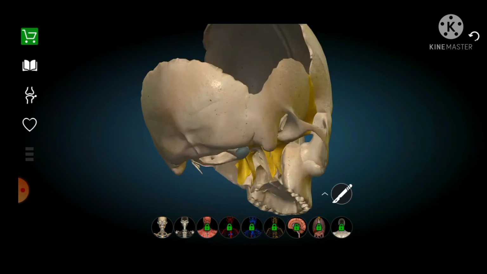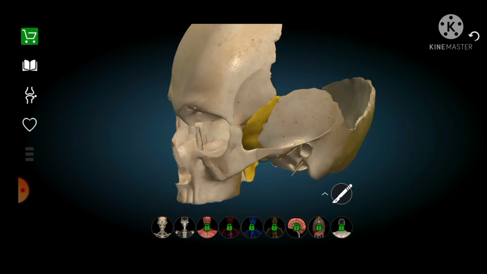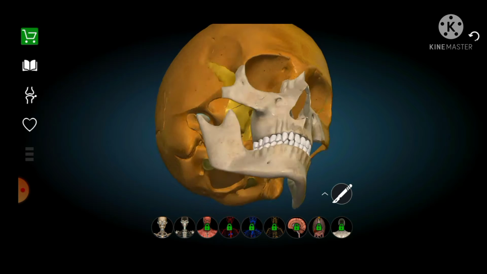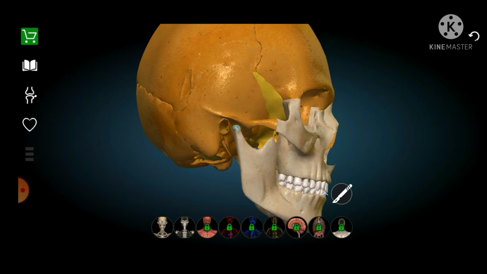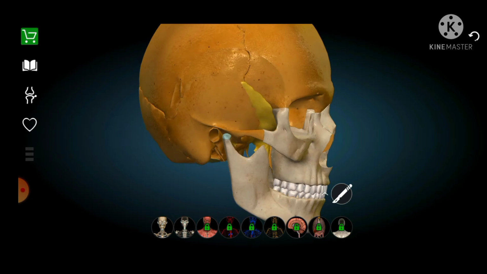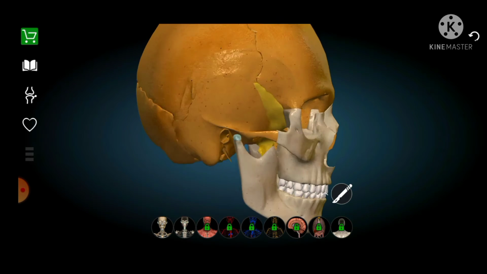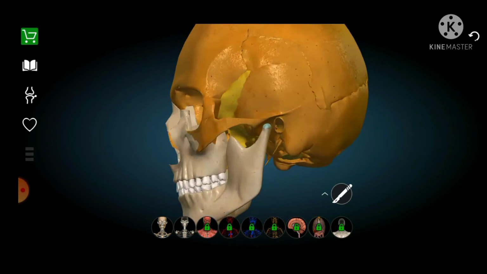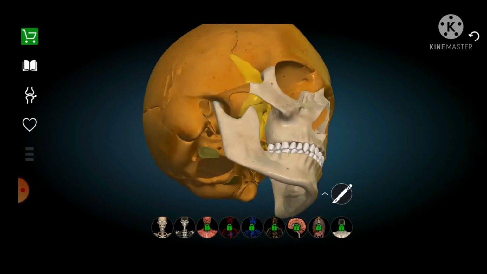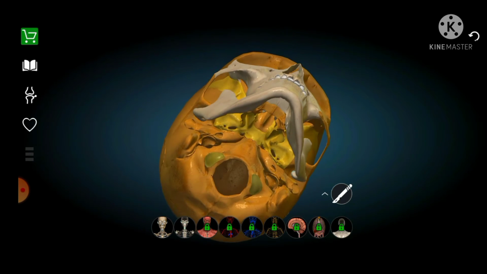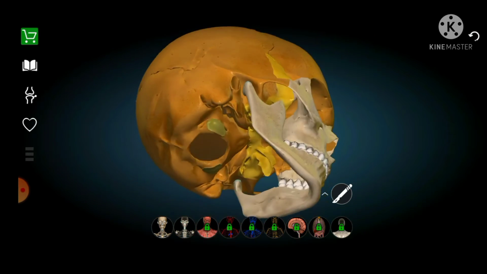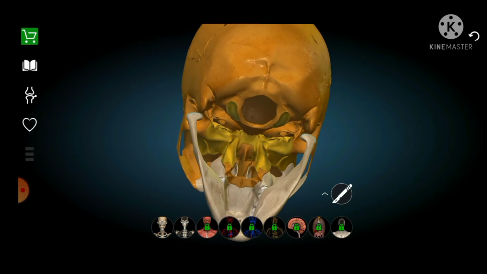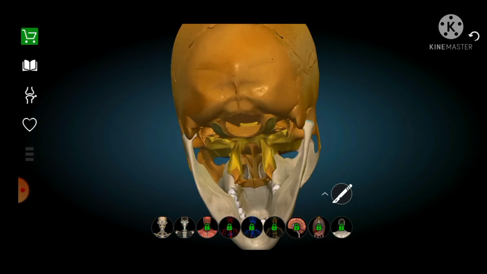Overview. Then go into the bone relations. The sphenoid bone is related with the frontal bone, temporal bone, next parietal bone, occipital bone, then palatine bones, then other bones.